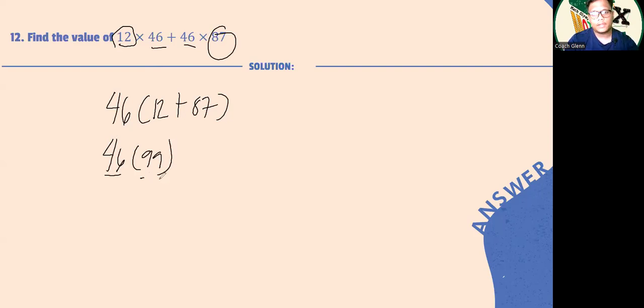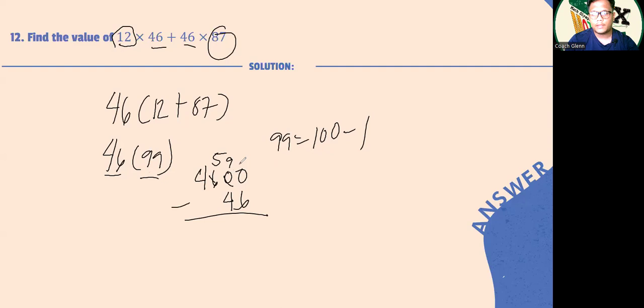So we need 46 times 99, which is the same concept as a while ago. 99 is equal to 100 minus 1. First we solve 46 times 100, so we just add two zeros. And then 46 times 1 is just 46. Now we just subtract them. We borrow here, so it becomes 5, 9, and then 10. 10 minus 6, that's equal to 4. 9 minus 4, that's equal to 5. So our final answer should be 4,554.